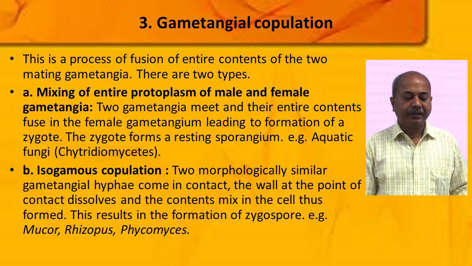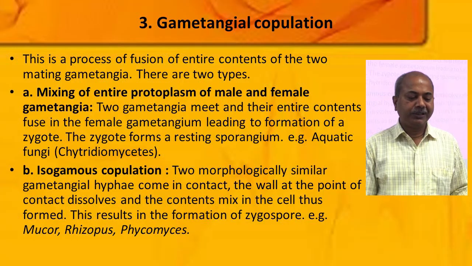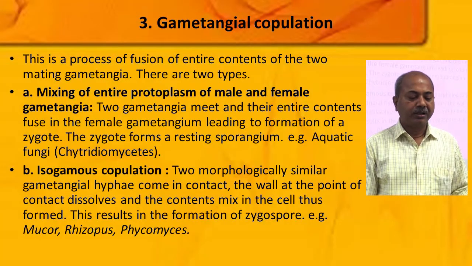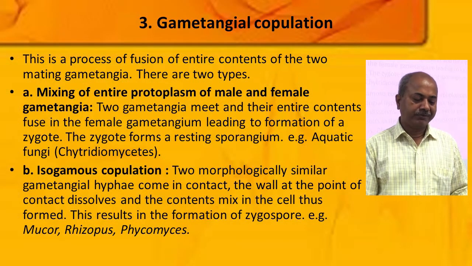copulation, the two morphologically similar gametangial hyphae come in contact, the wall at the point of contact dissolves and the contents mix in the cells. This results in the formation of a zygospore. That is the case of Mucor, Rhizopus and other Phycomyces.